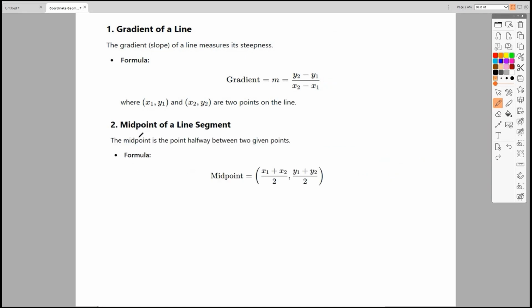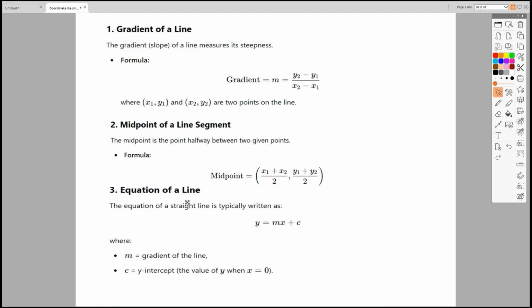Now let's move to the second concept, the midpoint of a line segment. The midpoint is the point halfway between two given points, and this is our formula. The midpoint coordinates are x1 plus x2 over 2, y1 plus y2 over 2. If we have 2 points like this and we need to find the point in between, these are the coordinates of the midpoint.